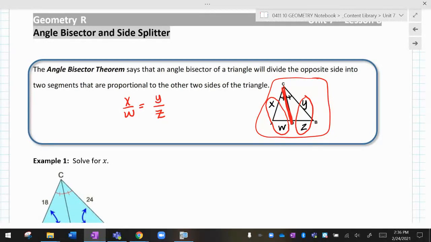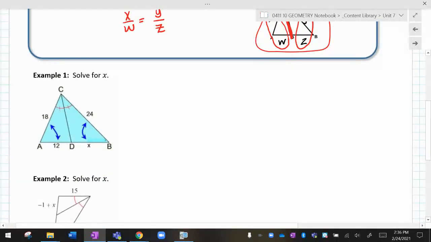All right, so when you bisect an angle, the side and the piece below it end up being proportional with the other side and the piece below that. Let me show you what I mean.